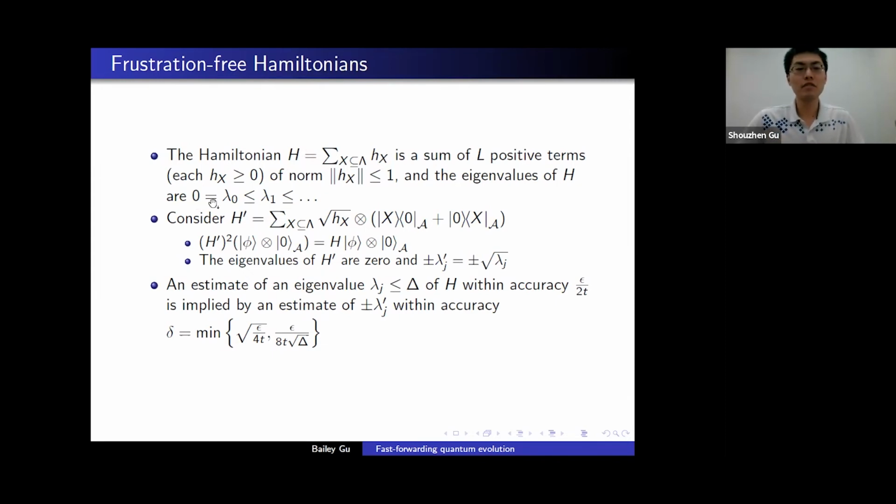The main technique that we use for fast-forwarding frustration-free Hamiltonians is spectral gap amplification, which means that we can construct a new Hamiltonian h prime that essentially acts as the square root of the original Hamiltonian. When we construct h prime in this way and act twice with h prime on some state phi, it's the same as if we had acted once with the original Hamiltonian. That's why I say h prime is like the square root. Because of this, the eigenvalues of h prime are going to be 0 and plus or minus the square roots of the original eigenvalues of h.